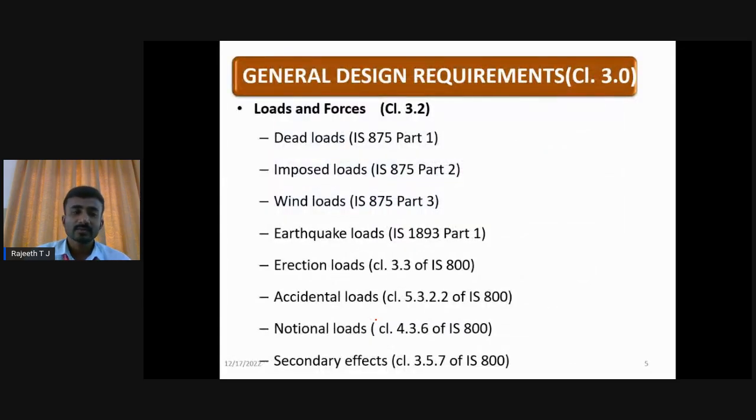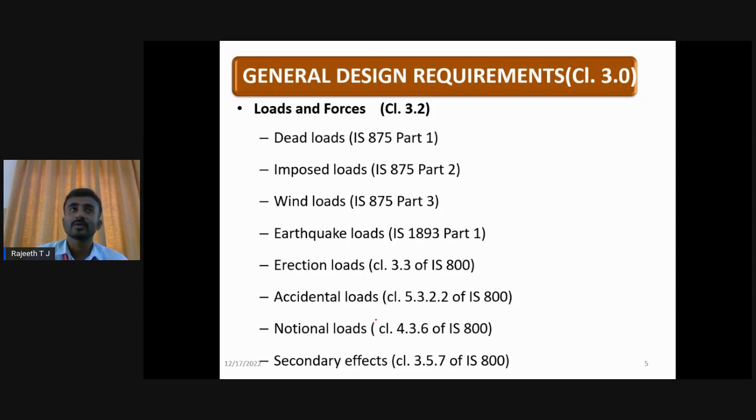When we go for loads and forces we need to consider for the design of steel structures, first we need to consider the dead loads, which are available in Indian Standard Code IS 875 Part 1. Next, imposed loads or live loads, with details available in IS 875 Part 2. Wind loads, IS 875 Part 3. Earthquake loads, IS 1893 Part 1. Erection loads, clause 3.3 of IS 800.